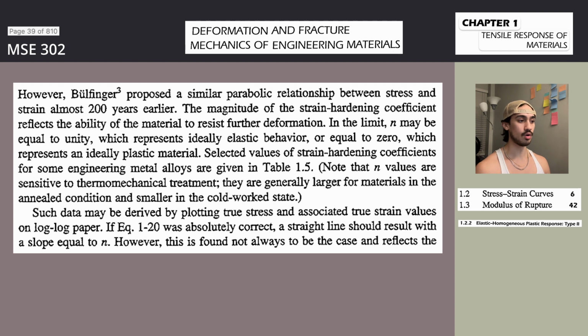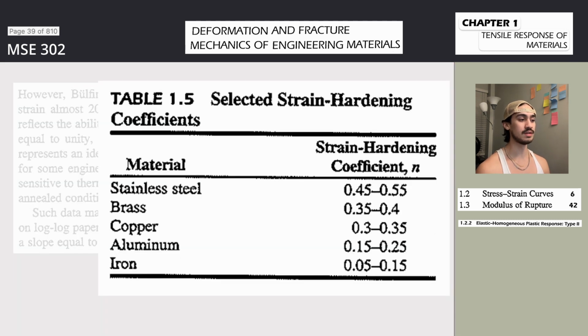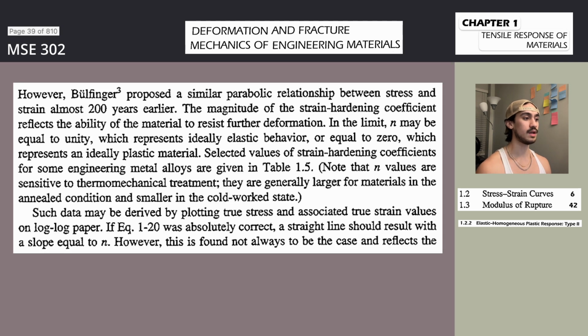Selected values of strain hardening coefficients for some engineering metal alloys are given in table 1.5. Note that n values are sensitive to thermomechanical treatment. They are generally larger for materials in the annealed condition and smaller for the cold worked state.